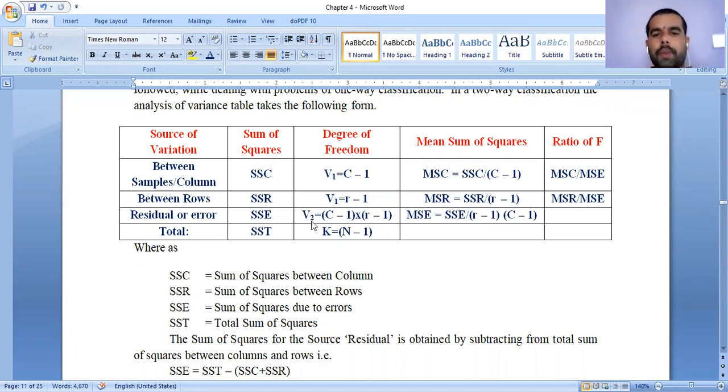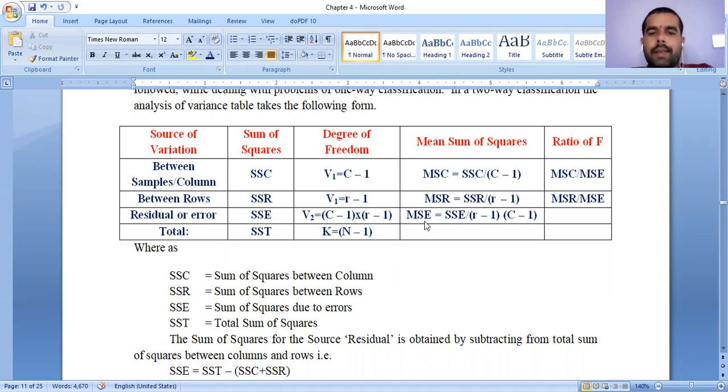Next, the mean sum of squares. MSC is equal to SSC divided by C minus 1. The value you get in the place of SSC will be written here as the numerator, and C minus 1 is the denominator. Then you do the division and you will get the MSC value. Again the same procedure applies for MSR, between rows: MSR is equal to SSR divided by R minus 1. Then you will get the MSR value.